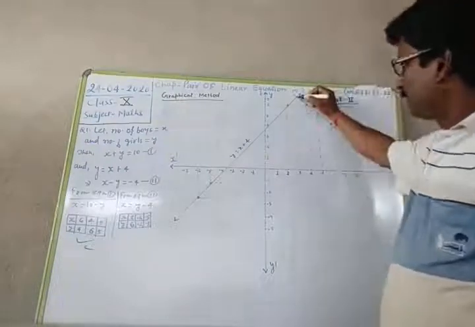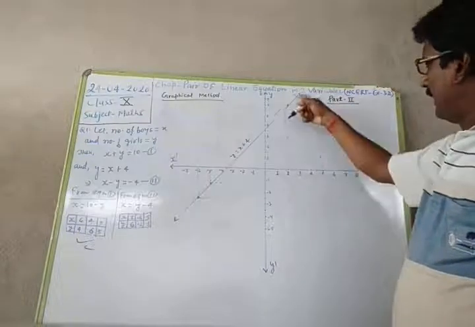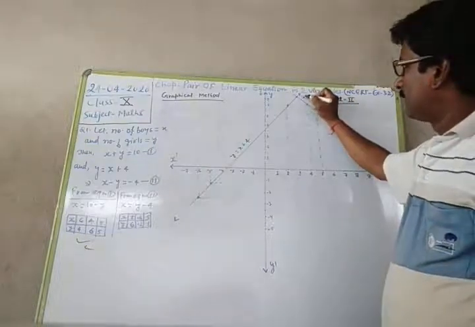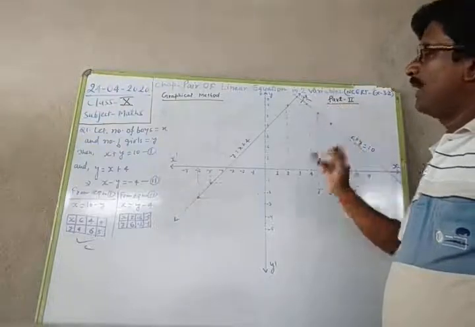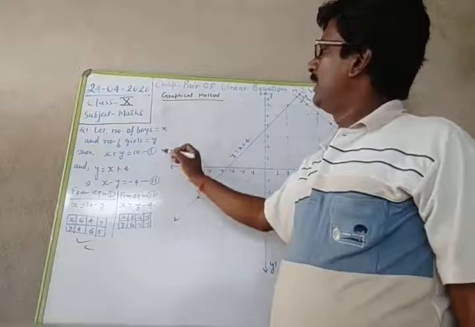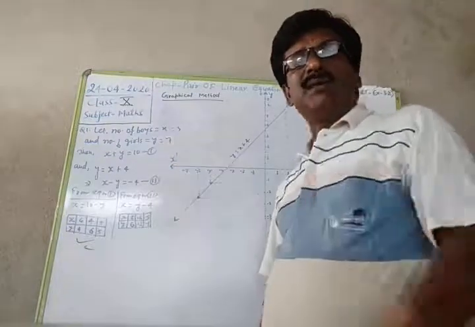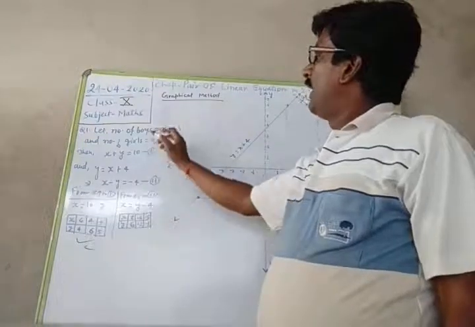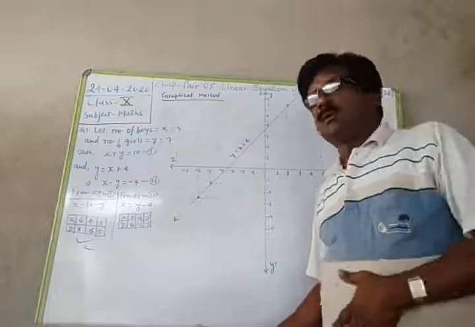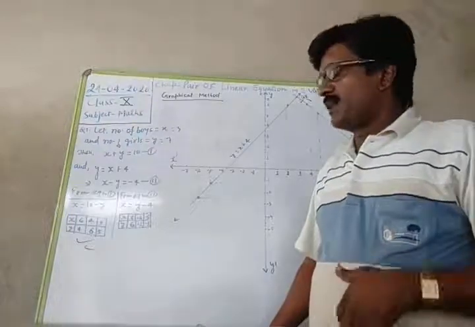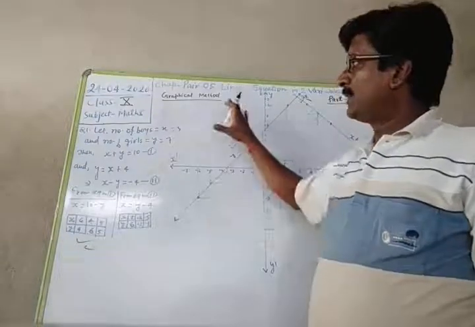So what is the coordinate of this point? You can mention the coordinates of this point, and this is (3, 7). In this (3, 7), x is 3 and y is 7. So y is 7, it means this is 7 and this is 3. So this is the number of girls and this is the number of boys. So from this information, in that class, the number of girls is 7 and the number of boys is 3. So this way we can solve by the graphical method.